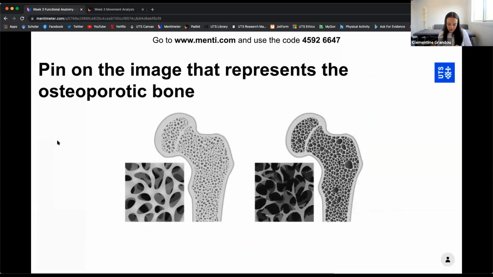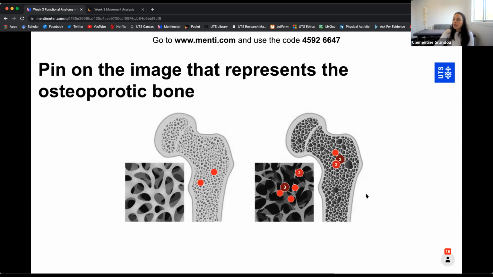All right, so these pictures on the screen now reflect the pictures in your lab book. Just pop the dot on the screen of the image that's showing the osteoporotic bone. So you should be able to tap the screen and a little pin will drop. It is the picture on the right-hand side. So the right-hand side of your book, the right-hand side of the screen.